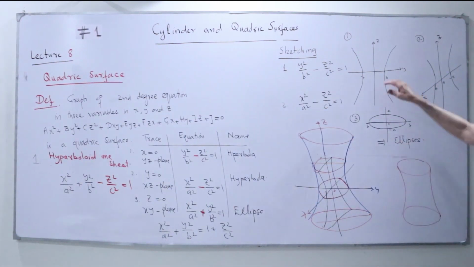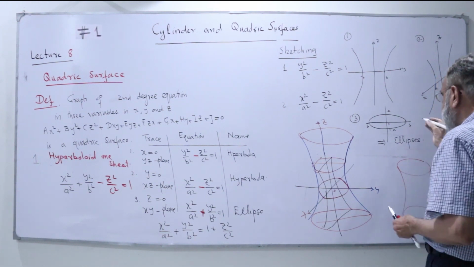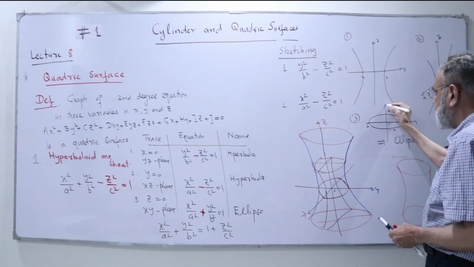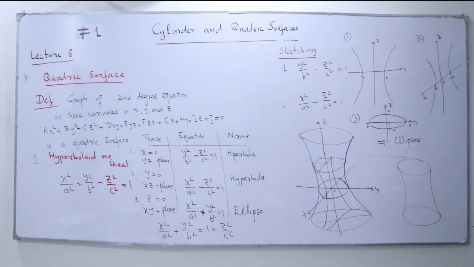We are having this hyperbola in the yz plane, a hyperbola in the xz plane, and then we have an ellipse in our xy plane. This is my y-axis, and this is my x-axis. So I combine all three of my sketches of the conic sections, the hyperbola and the ellipse, and get a picture like this.